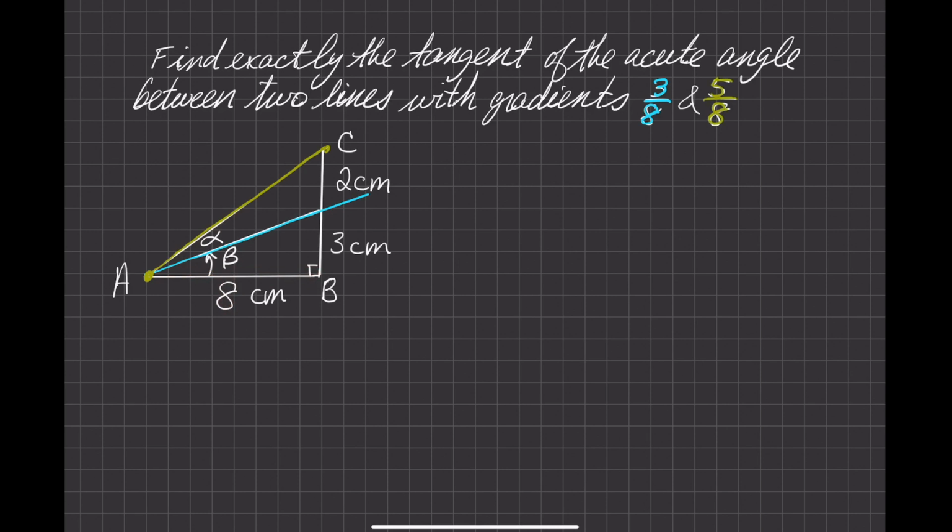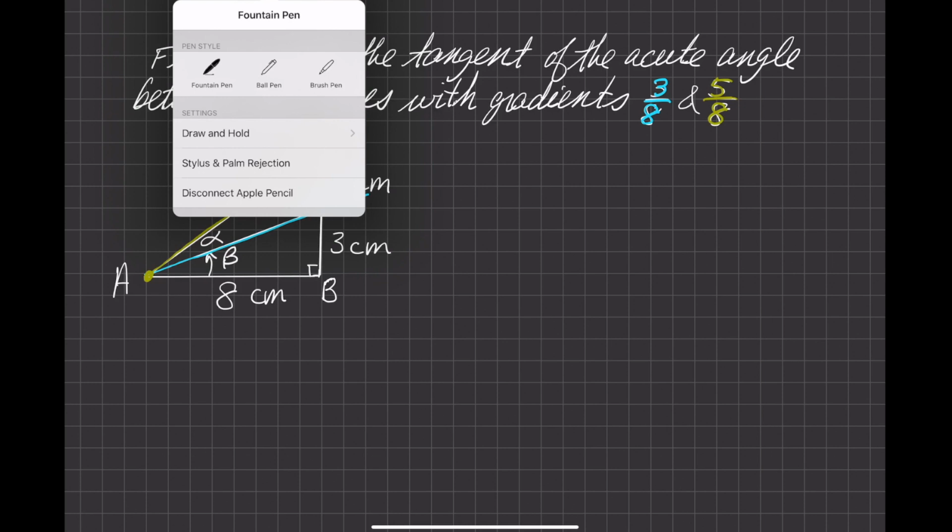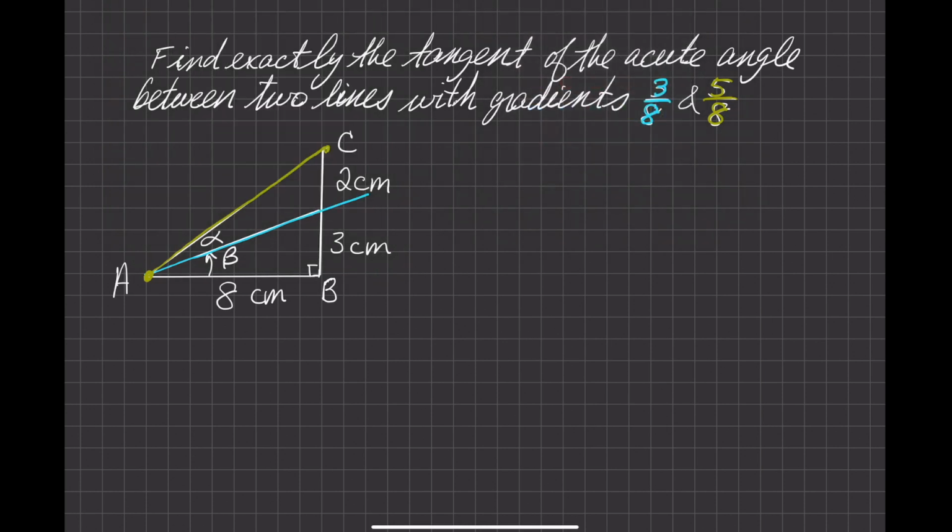All right, now how are we going to tackle this? Find exactly the tangent of the acute angle between the 2 lines. So we want the tangent of the acute angle between the 2 lines. We're looking for the tangent of the angle that's between those 2 lines. We're looking for alpha. We want to know what the tangent of alpha is equal to.